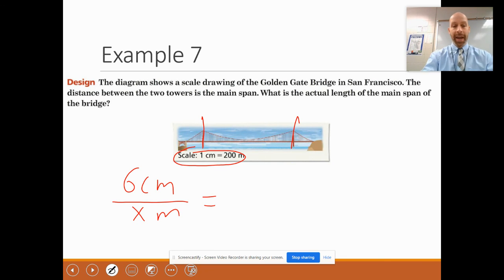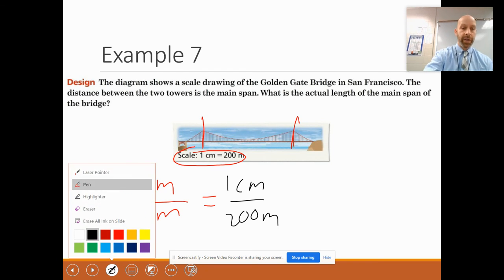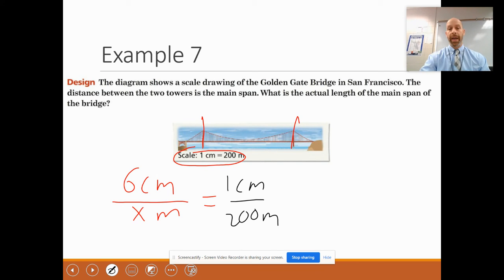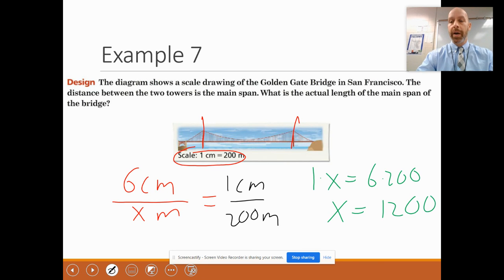But I know the scale, which I'll write in black, is 1 centimeter to 200 meters. So this is what we call a proportion. Now, in order to find my answer, I can just cross multiply. I'll do that in green. It's going to be 1 times X equals 6 times 200. So X is going to be 1200. In other words, the main span is roughly 1200 meters. That'd be our final answer here.